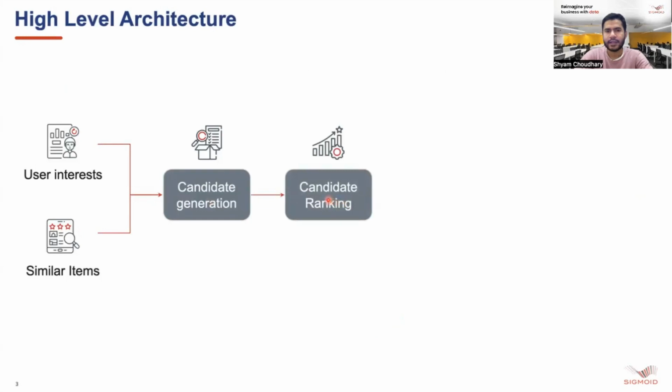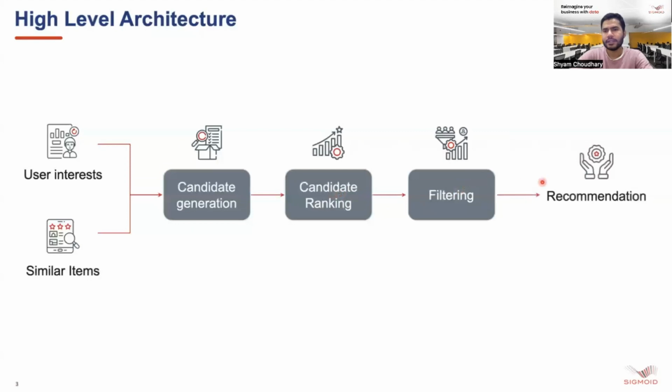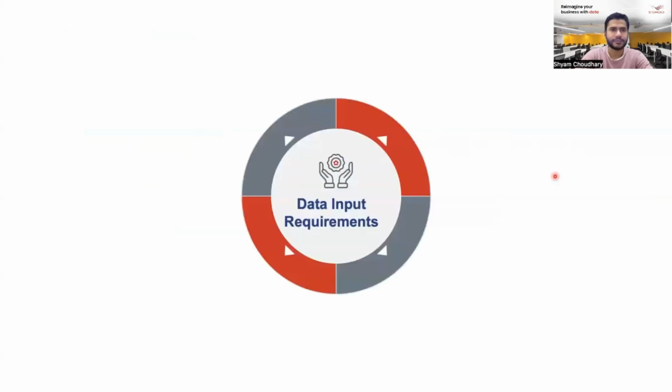Then this candidate key list will be ranked. This can be based on the price of the headphones, colors, manufacturer, etc. And then they will be filtered. So let's say the user has shown interest in Sony headphones, so this filtering will be done based on the manufacturer, and this can be Sony. And finally the list of products will be given as a recommendation to the user.